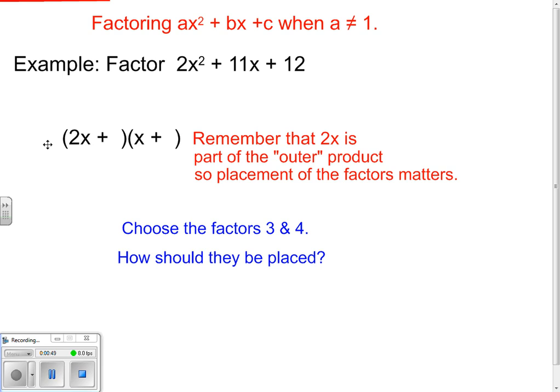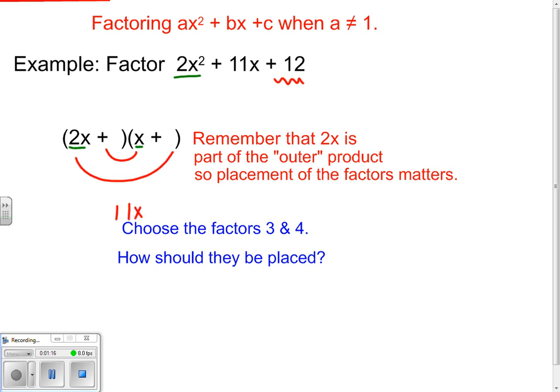So this is what I call guess and check. And we're going to kind of undo the FOIL thing. So whatever it starts with, in this case a 2x squared, break its factors apart. That means it was a 2x and an x. It's the only way you get a 2x squared. So now what I want to do is find factors of 12 that when I place them and I multiply these two and these two, they would add to an 11x.